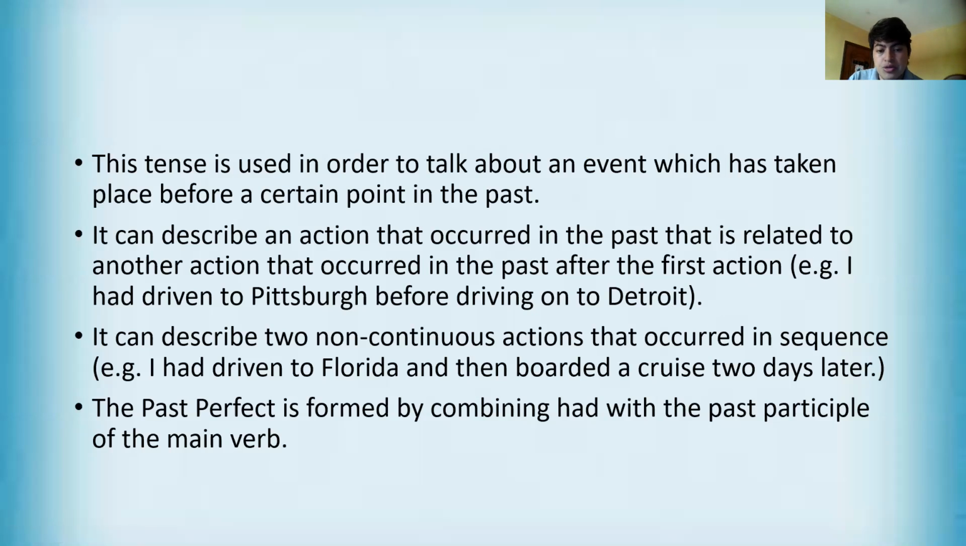It can describe two non-continuous actions that occur in sequence. Example: I had driven to Florida and then boarded a cruise 2 days later. Okay, the past perfect is formed by combining had with the past participle of the main verb. You need to learn this because it is very important to use the past perfect correctly. The past perfect is formed by combining had with the past participle of the main verb.